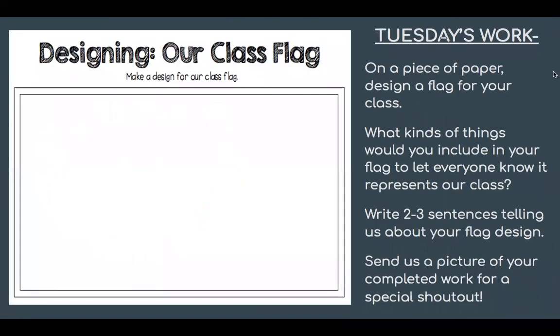And for Tuesday, we want you to pause this video and come back here. This is your work for Tuesday. So on Tuesday, we want you to design a class flag. You can just get a blank piece of paper and think about what kind of things would you include in your flag to let everyone know it represents your class. So if you think back to the flags, Betsy Ross's flag had stars that represented each colony. And our flag today has stars that represent each state. We want you to make a flag representing your class, which means you have to include everyone in it.